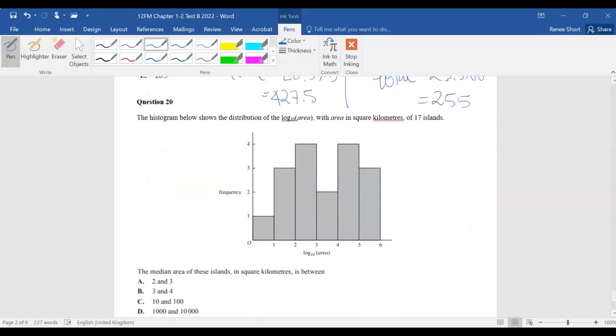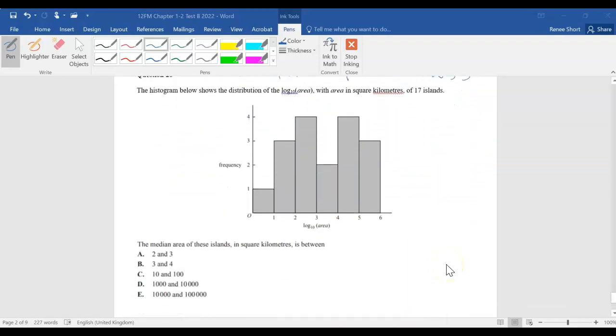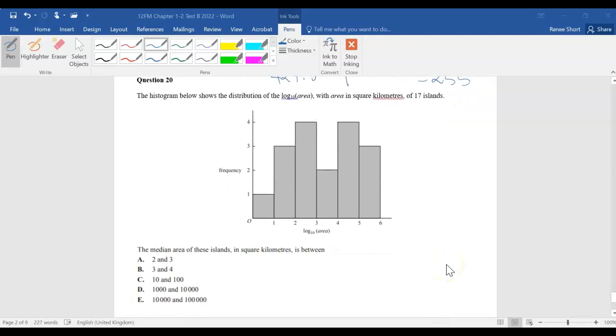Finally, question 20, just another question with the log scale for us. Most of us did quite well at this one, but we just struggled with actually then reading part of the question. So it shows the log area with area in square kilometres of 17 islands, and it gives us the frequency, and it wants to know the median area of these islands in square kilometres. Now, if there's 17, the median is going to be the 9th piece of data. So look at the frequency first of all. There's 1, 3, 4, 2, 4, and 3. And then I want to count and find where the 9th part is.